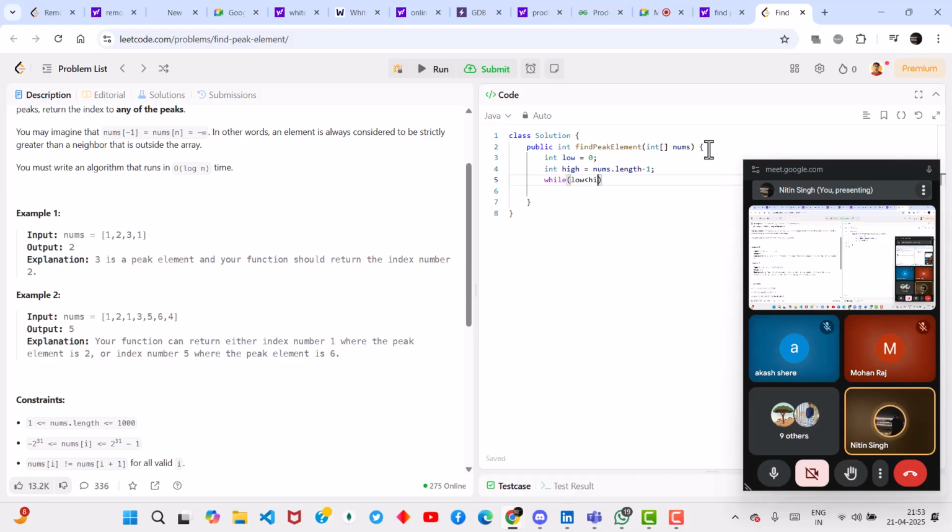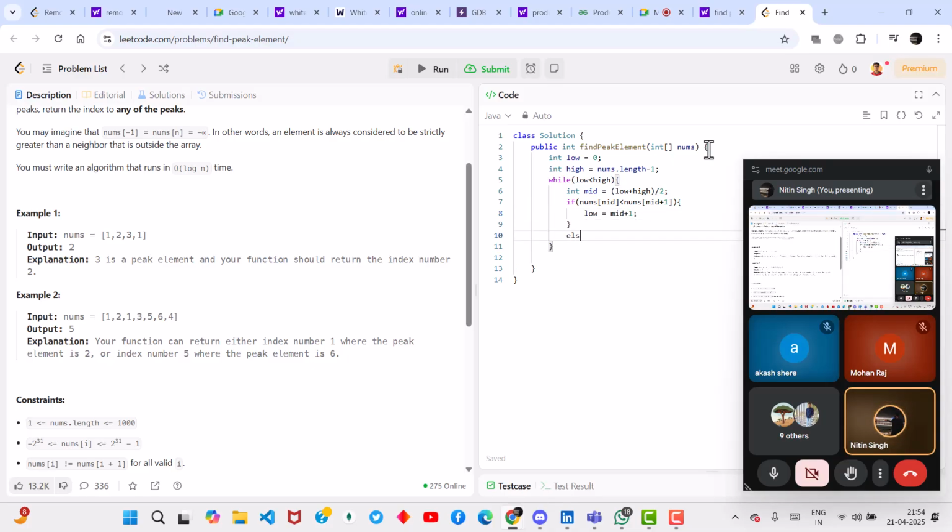A middle variable which will store the middle index every time. That will be low plus high divided by 2. If nums of mid is less than nums of mid plus 1, in that case, I'll be moving in the right part of my array. Otherwise, I'll be moving in the left part of my array by keeping mid as my track.